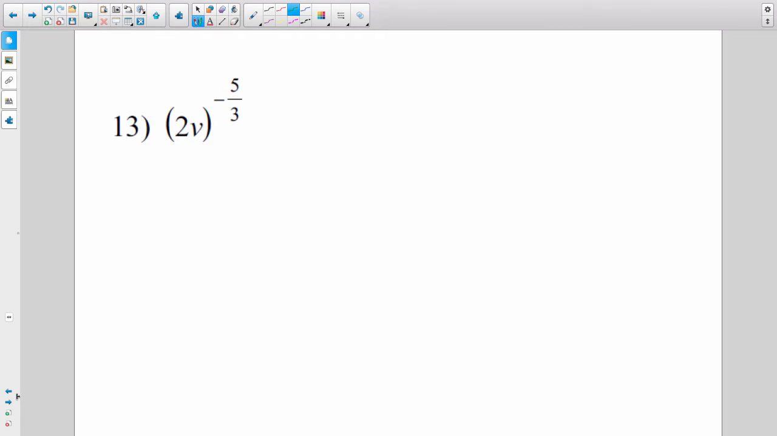13 is just slightly different from 12 in that it does have parentheses. So when we make this guy positive, which we always want to do, we will send the entire thing to the denominator. And we will use parentheses, otherwise we're wrong. So we'll make that a positive 5/3.